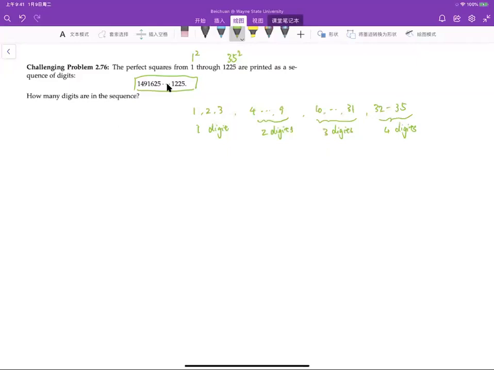So I hope you guys can check them one by one, right? So check the squares from 1 to 35. Or it's recommended to memorize those perfect square numbers. So after having this conclusion, you can easily calculate the number of digits in this case.